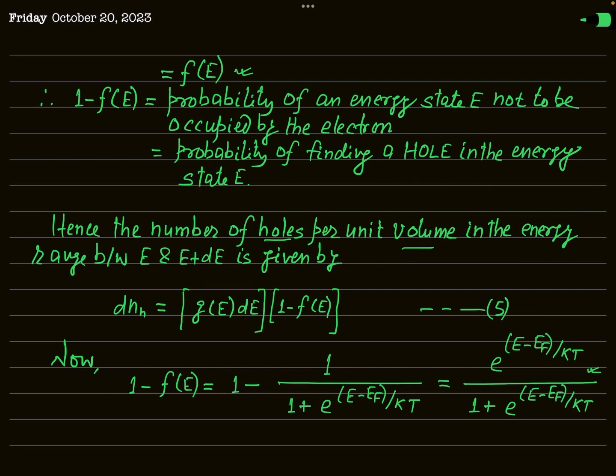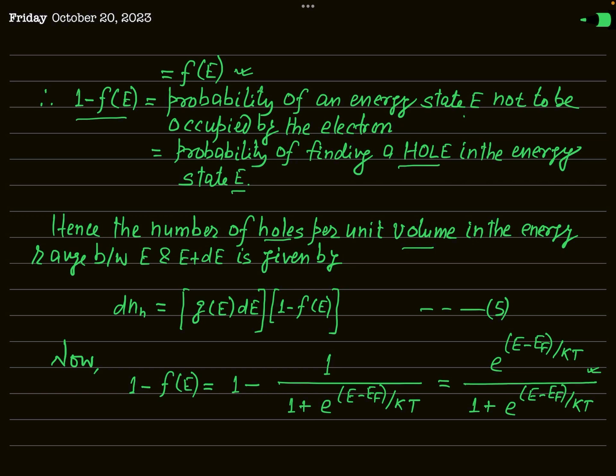Okay? So, if you want to know what will be the probability of finding a hole in the energy state E, then how we can find? Actually, this 1 minus f of E is the measure of probability of finding a hole in energy state E. But how? How you can say that this 1 minus f of E is the probability of finding a hole in the energy state E?